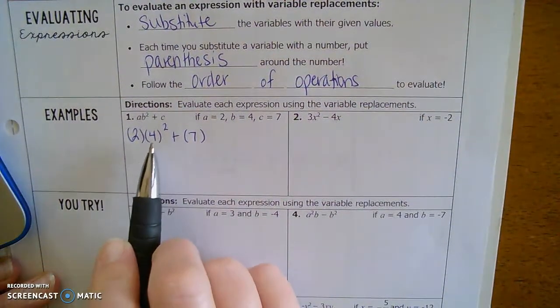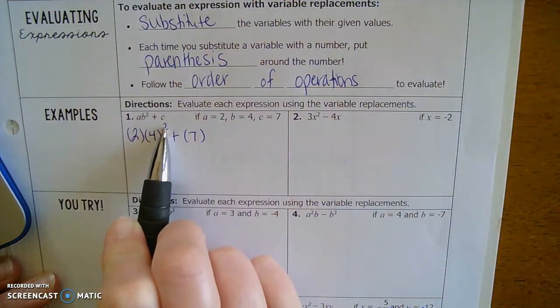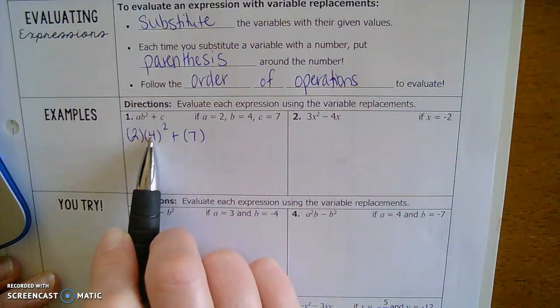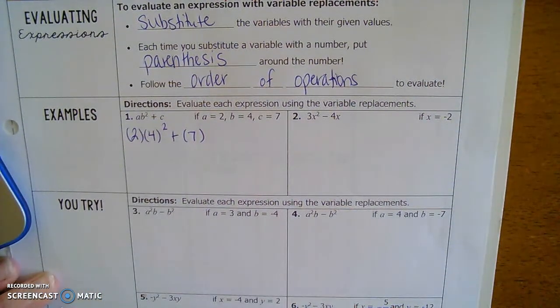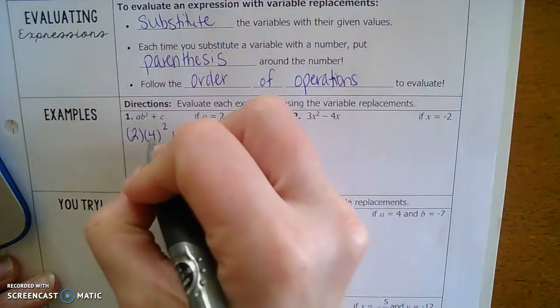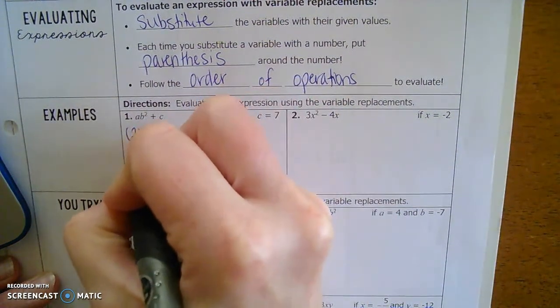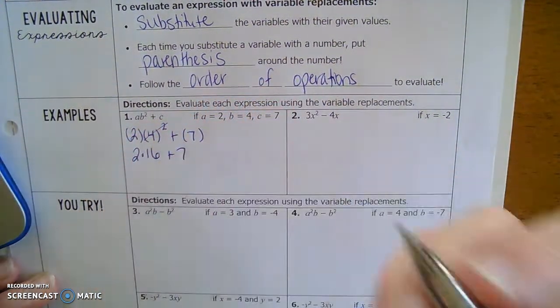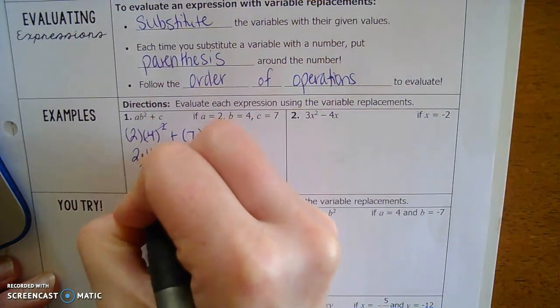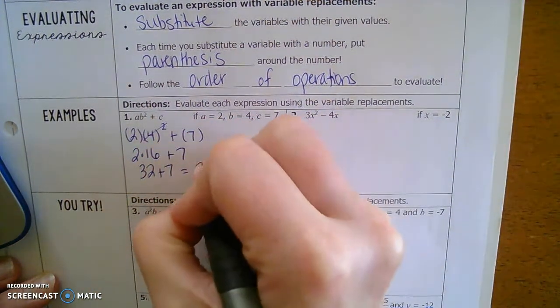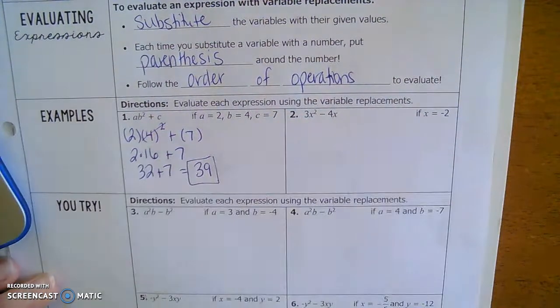This is very important to realize, only the 4 is being squared. A lot of times you want to do 2 times 4, which is 8, and then 8 squared is 64. That is incorrect. You need to do 4 squared, which is 16. So we have 2 times 16 plus 7. 2 times 16 is 32. 32 plus 7 would give us 39 for our final answer.